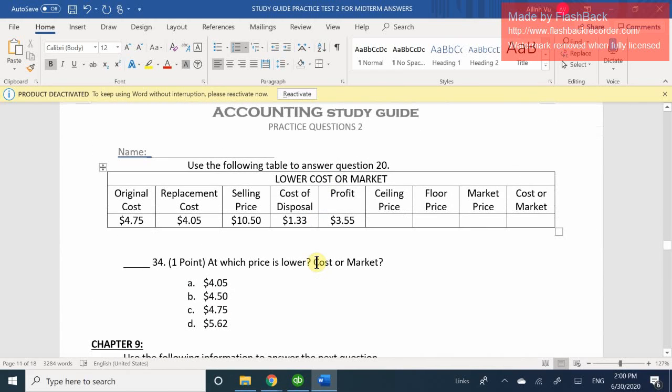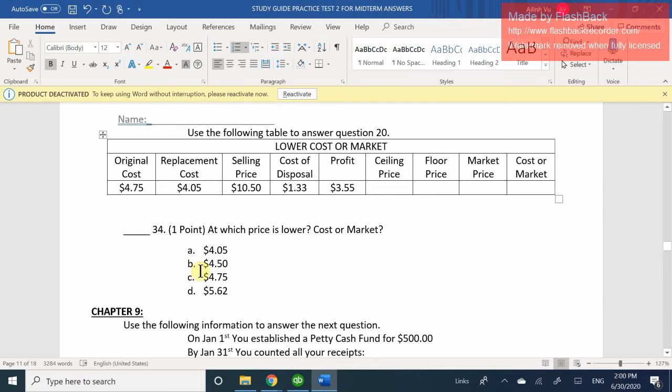Okay. Now we're going to be diving into lower of cost or market. You guys, I only put one problem in here, so let's go ahead and solve for the table, and then we can solve for which one is lower, cost or market. Okay, so how do you find the ceiling price? Selling minus cost of disposal. So we got 10.50 minus the cost of disposal, which is $1.33. So what do we get here? 917.